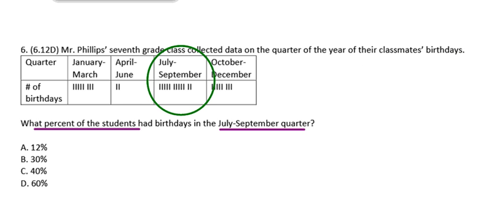Question 6. Mr. Phillips' 7th grade class collected data on the quarter of the year of their classmates' birthdays. What percent of the students had birthdays in the July through September quarter? Would that be 12%, 30%, 40%, or 60%?